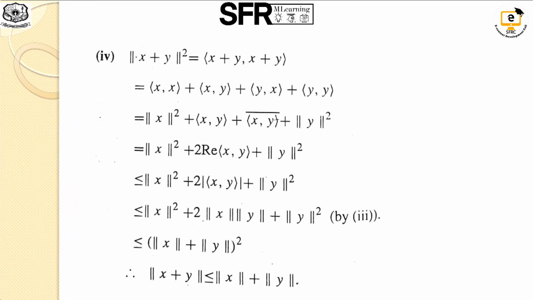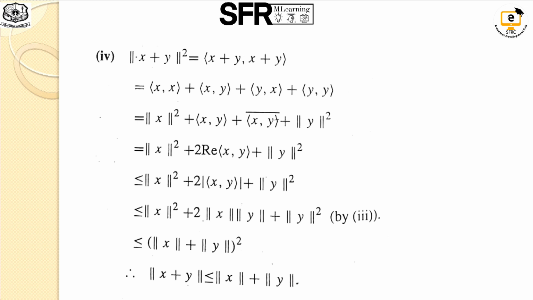The fourth one, the triangle inequality: norm x plus y less than or equal to norm x plus norm y. This is what we are going to prove. So for that, first we find norm x plus y the whole square. By definition it is the inner product of x plus y and x plus y.